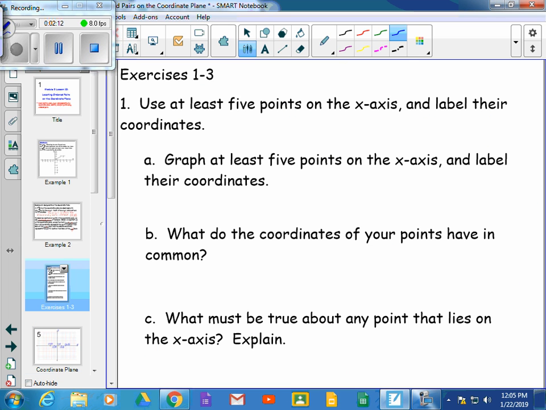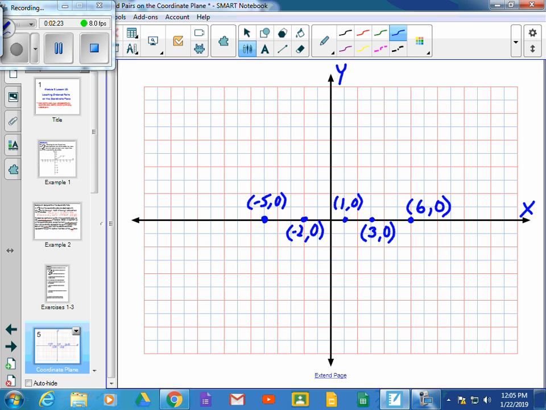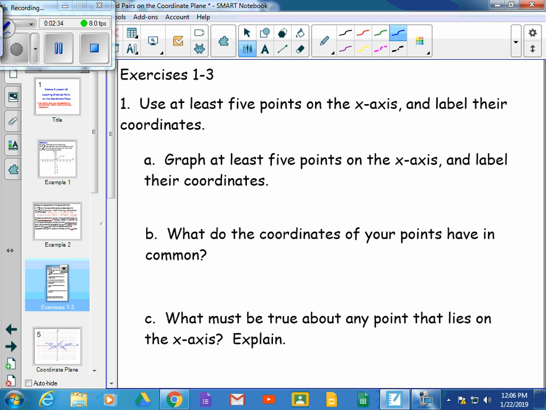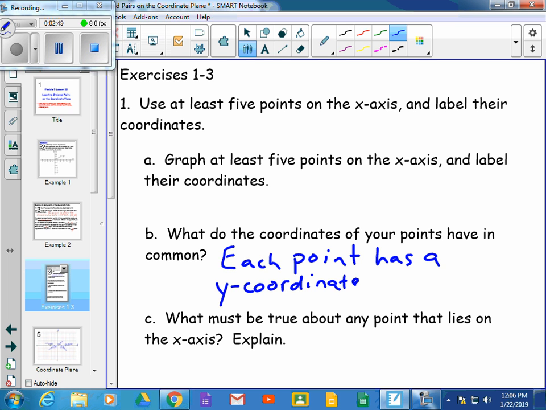Now if I go back to my exercises, part B says, what do the coordinates have in common? So what do the coordinates of your points have in common? When I talk about the coordinates, I'm talking about the ordered pair. What do all these have in common? Well, we can clearly see that all of them have a 0 for their y coordinate. Each point has a y coordinate of 0.